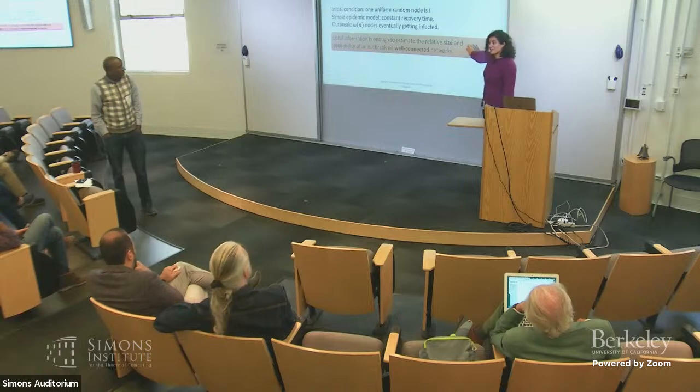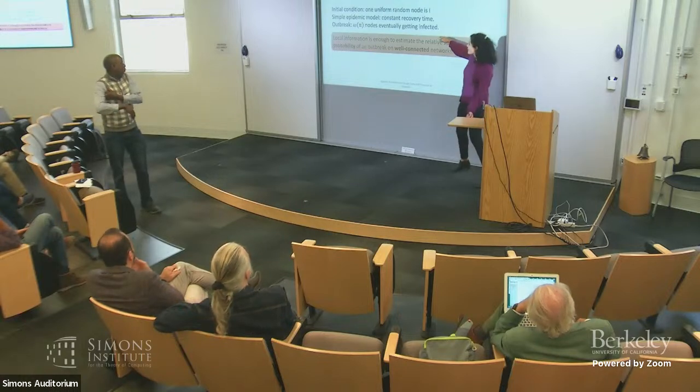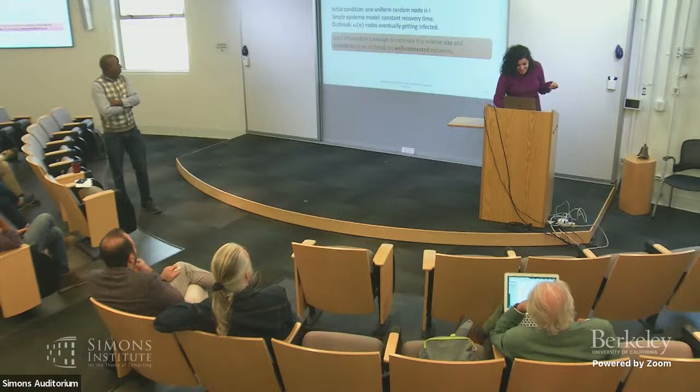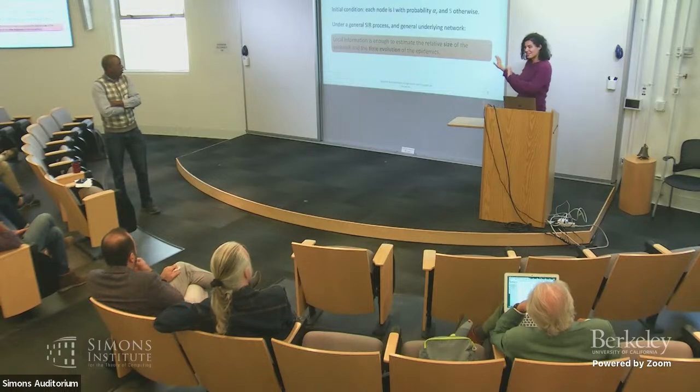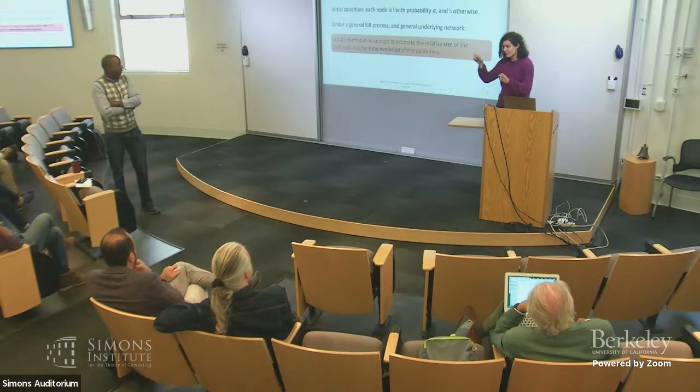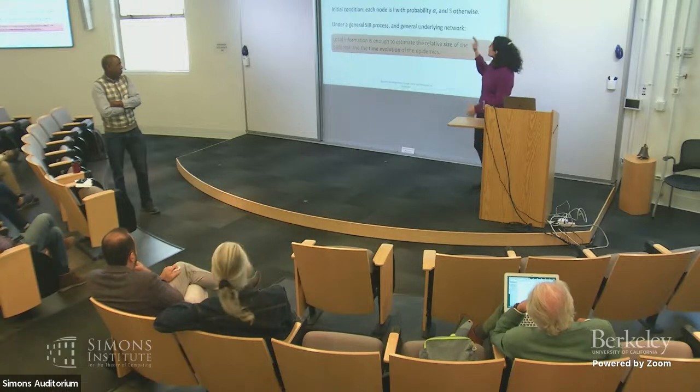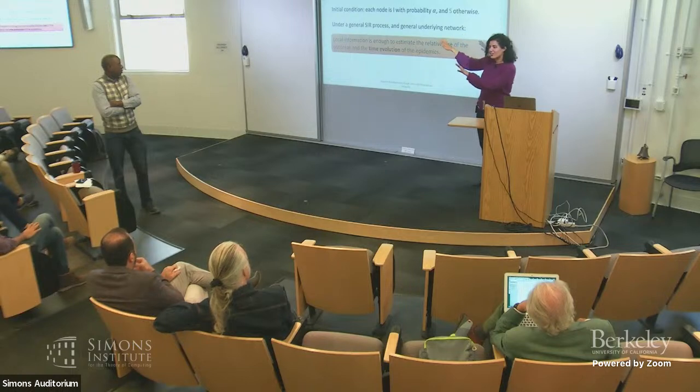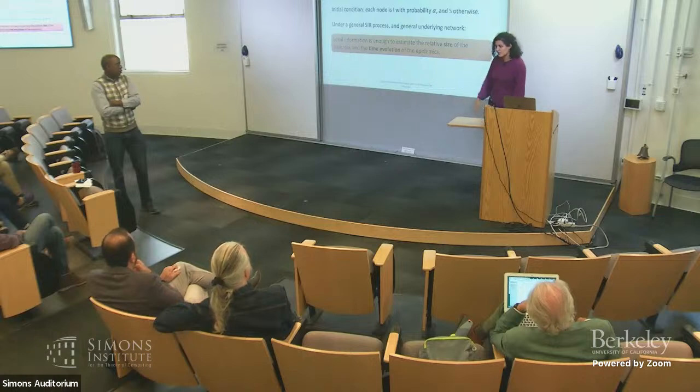That's exactly the first set of results. Or no, it's not. This is not the first set. If I remember correctly, if I assume that an alpha fraction is infected initially, if I assume something about the initial condition, then here this is assuming the general SIR. It's not a constant recovery time. It's a random recovery time. Then I can say something with this local information.